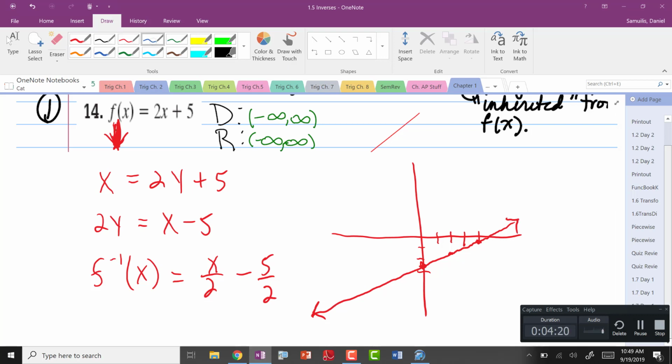All right. Now I'm going to graph that in blue because I want you to see a relationship right now.